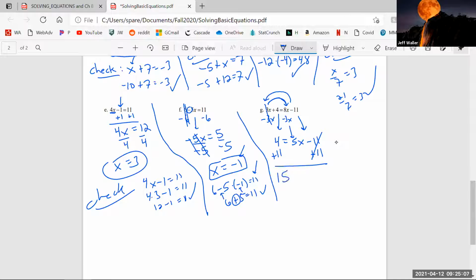Okay. So 15. So the reason that subtracting 4 wouldn't do anything for me is because then everything's on one side. So I want x's on one side, numbers on the other side. I like it.